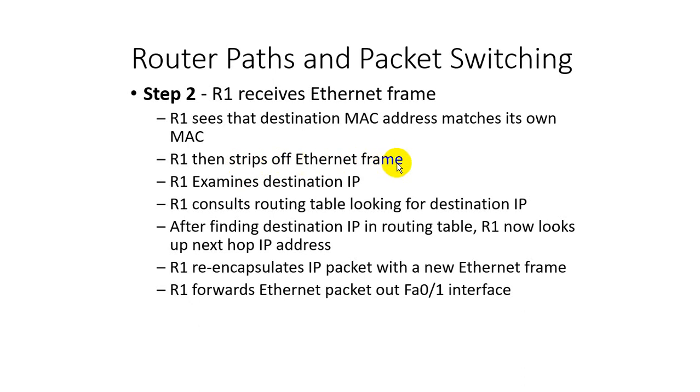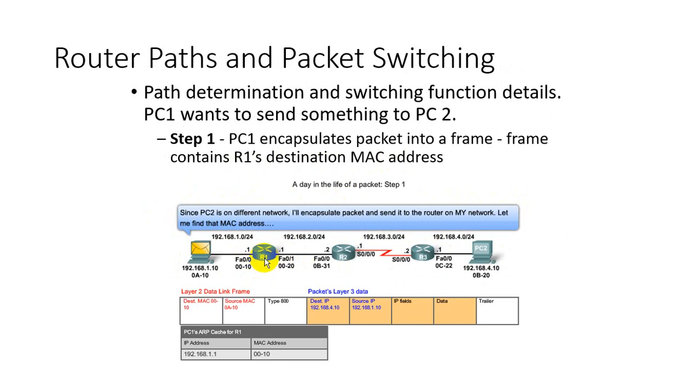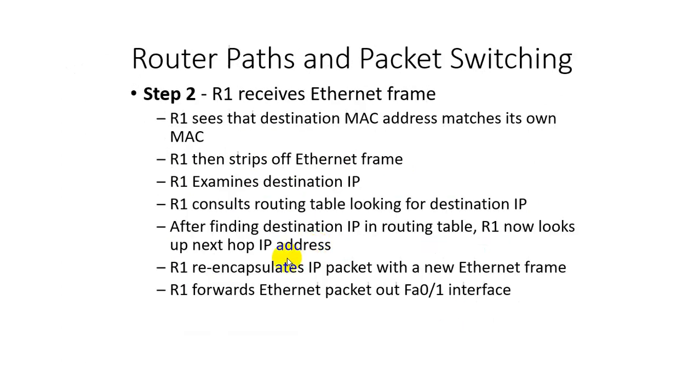R1 strips off the Ethernet frame. R1 examines the destination IP. R1 consults the routing table looking for the destination IP. After finding the destination IP in the routing table, R1 now looks up the next hop address. So here we have a routing table entry of 192.168.4.0 and the next hop IP address of 192.168.2.2. R1 re-encapsulates the IP packet with a new Ethernet frame, and R1 forwards the Ethernet packet out of FastEthernet 0/1.